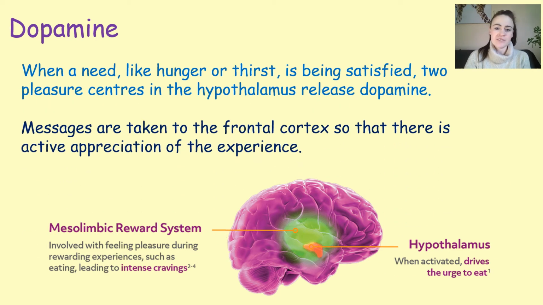The way it works is when your need, if it is hunger or thirst, is satisfied, there are pleasure centers in the hypothalamus that release the dopamine. If we look at this diagram here, we've got the hypothalamus just down there, and we've got some pleasure centers near there and in there that will release that dopamine. These messages are taken to the frontal cortex, which is just here, so that you can actively appreciate that experience. So you're feeling those feel-good feelings. You're actively feeling good. I've said feel good quite a lot there.